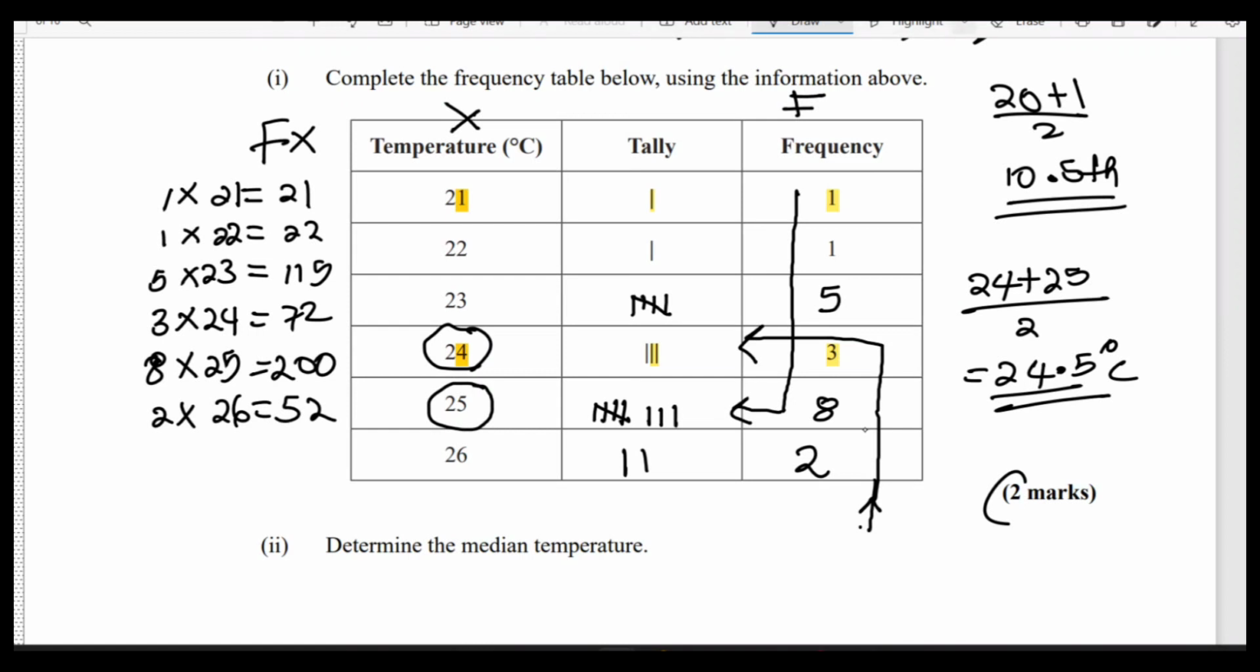So these values that I have here, 21, 22, 115, 72, 200, and 52, will be added to give a total, and we need to total that quickly. 21 plus 22 plus 115 plus 72 plus 200 plus 52, and that's a total of 482. So the fx will give us 482.